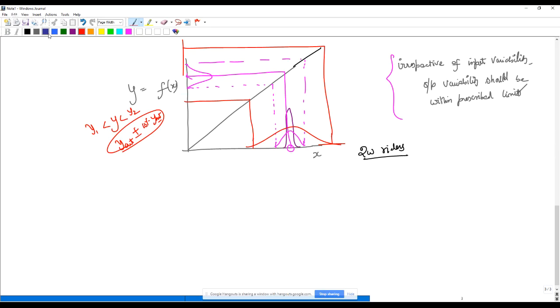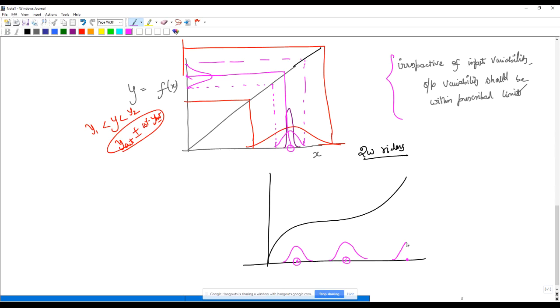Now, I will draw another figure to explain what happens in a nonlinear function situation. You have a function like this. Let's take the same case. We'll start with the pink. I need to explain this at 3 different locations so that you appreciate it. I might not be able to draw it the same way, but let's say the variability is the same in all 3. So these are the 2 limits.